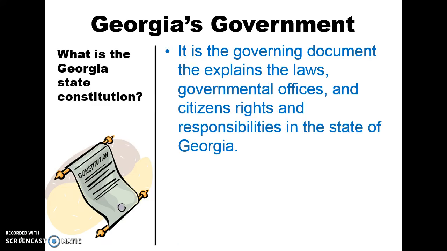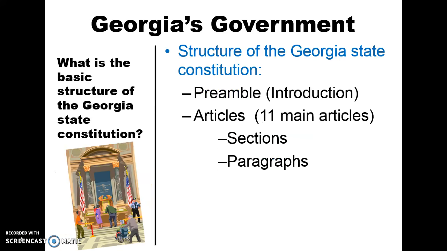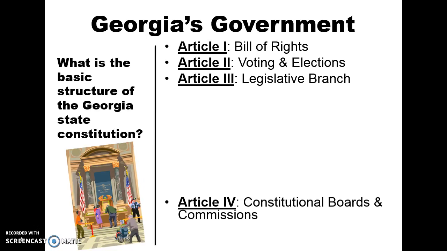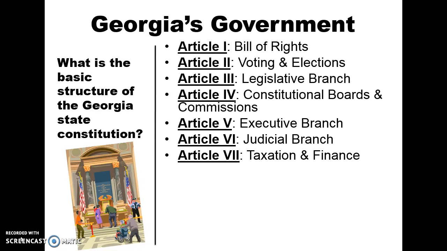It's the governing document that explains what our laws of the state are, what our government offices are, and what we as citizens' rights and responsibilities are. The structure has a preamble, which is similar to the U.S. Constitution. They also have a preamble, which is basically an introduction. We have 11 main articles, which are basically the sections and paragraphs of the Constitution. These are what each of the articles cover.